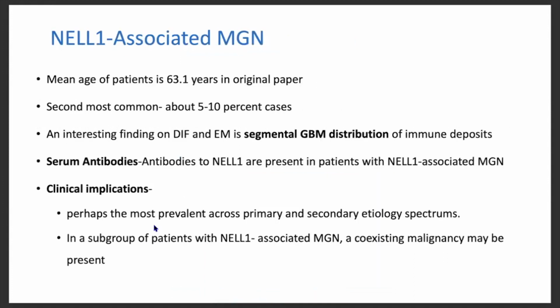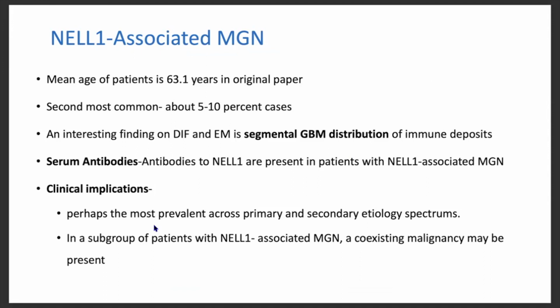Now I'll stop and go through a few slides on NELL1 associated membranous GN. This probably has emerged as the star antigen after PLA2R. Now we know that after PLA2R, this is the second most common target antigen in membranous GN. And it is even more important in the Indian subcontinent because of a lot of associations with one peculiar disease, the alternative drug medications and other things which are prevalent in India, as I'll let you know in the coming slides.